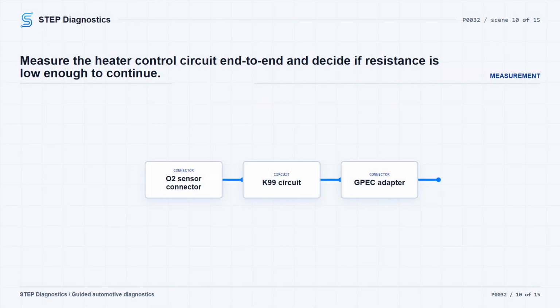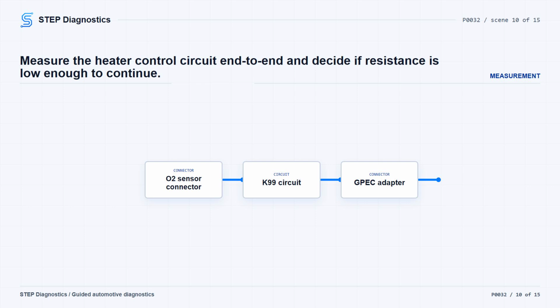Now check the same heater control circuit for an open or high resistance. The ignition must be off when checking circuit continuity. Isolate the circuit by disconnecting the ECU and the component harness connector. Before measuring the circuit, measure the resistance between the two DVOM leads so you know what the meter leads are contributing. Then measure the circuit from the component harness connector to the GPEC adapter.